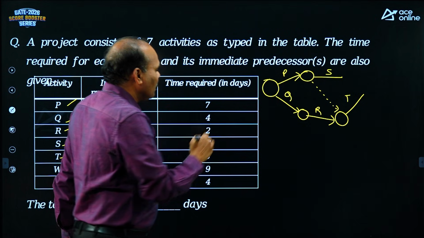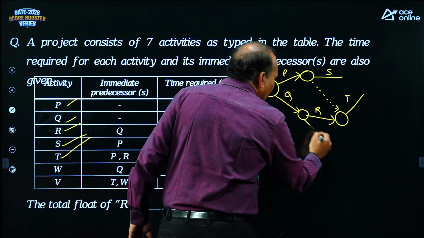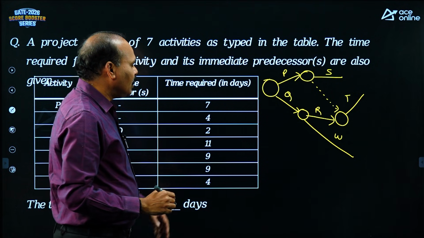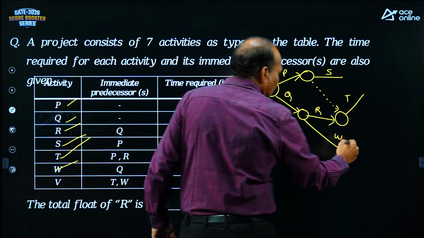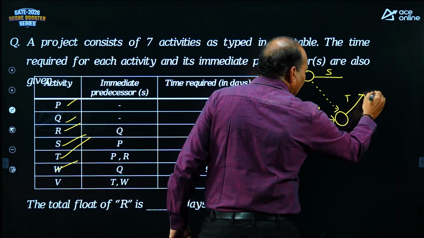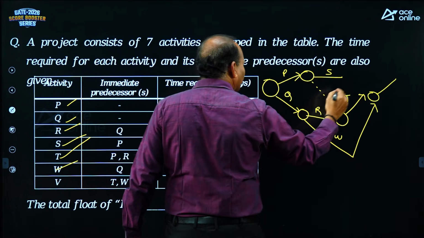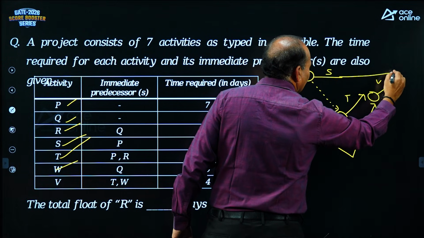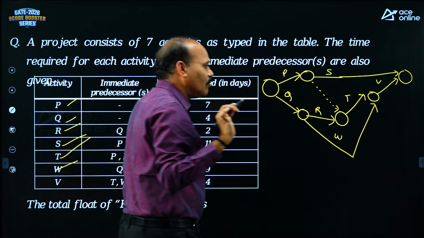W after Q. After Q means this is a Q. After Q, W can be taken. V after T, W. So T, W both you can join, so that we are going to get activity V. Finally, one circle. This is the diagram we are going to get.